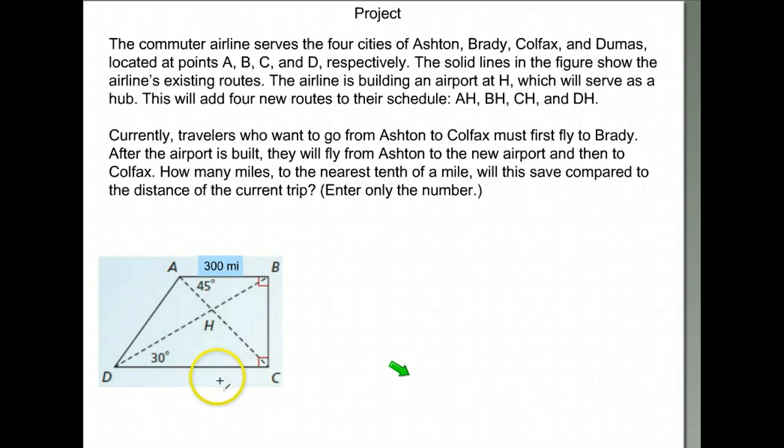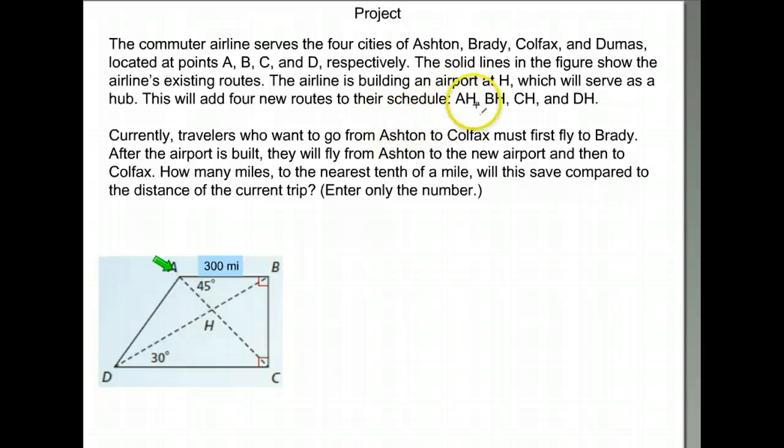Now here's the project. On the project, I changed some of the questions. Well, I changed the numbers, but did the same questions, okay? So it says this commuter airline serves 4 cities, Ashton, Brady, Colfax, and Dumas. Those are A, B, C, and D based on their names.